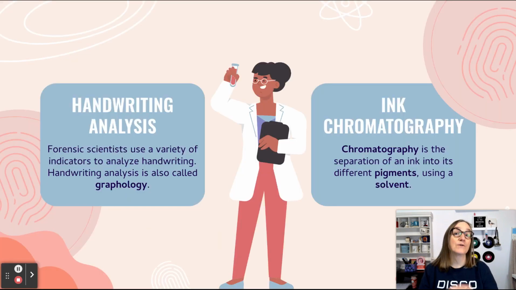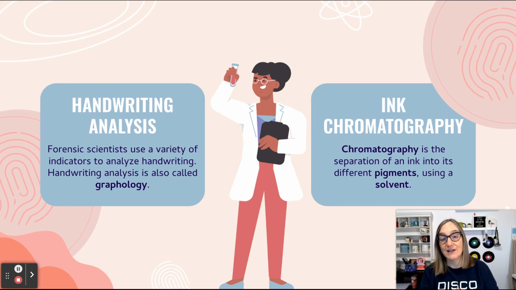Forensic scientists use a variety of different characteristics to analyze handwriting. This technique is also called graphology, from the ancient Greek root words grapho, which means writing, and logos, which means knowledge. Chromatography is the separation of a mixture into its different parts using a liquid.